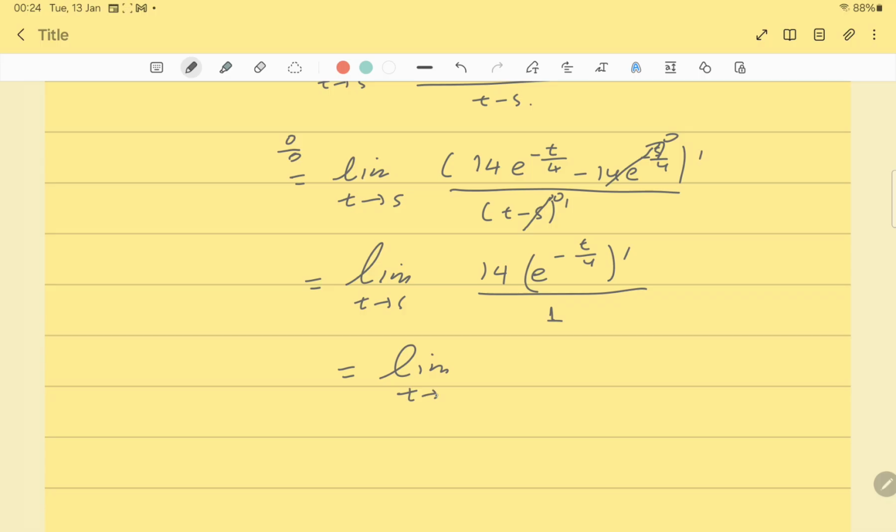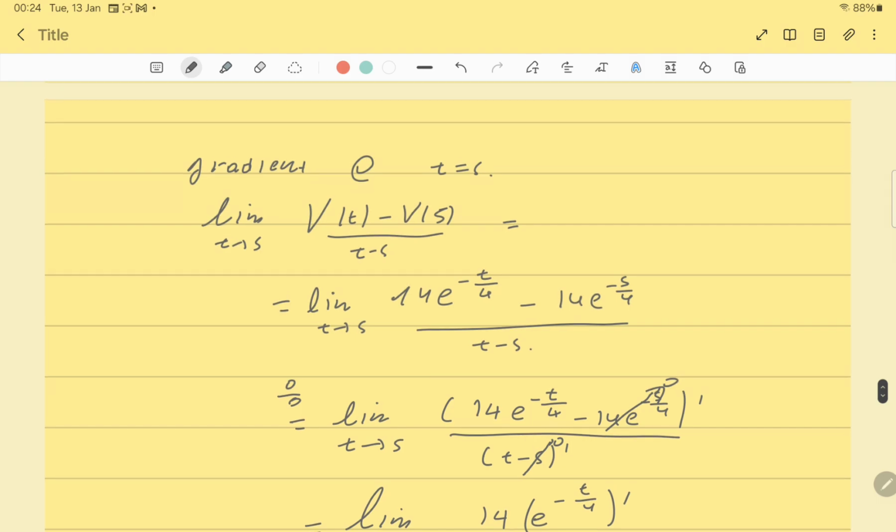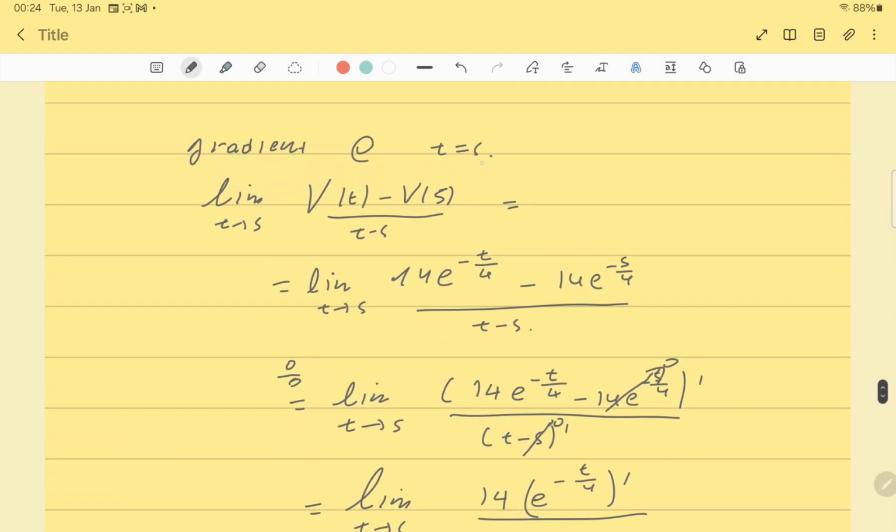That's going to be the limit as t goes to 5 of minus 14 over 4 times e to the minus t over 4. And then you plug in t equals 5 and you get minus 14 over 4 times e to the minus 5 over 4. That is the gradient at t equals 5 seconds.